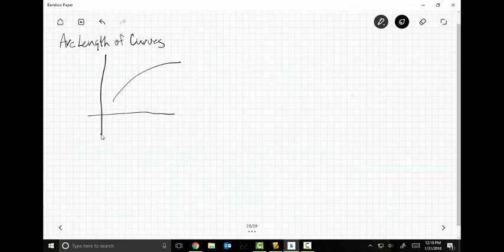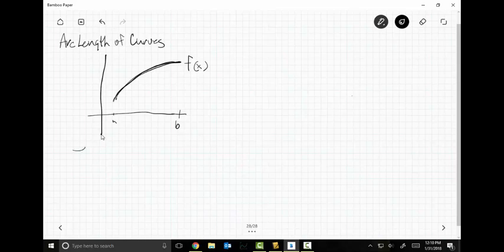So let's say that I have a function of x, all right? And this function goes from a to b, x of course, x equals a to x equals b. And I want to figure out how long this curve is, all right?